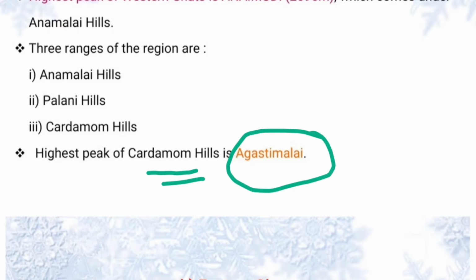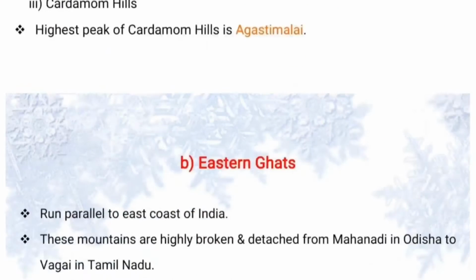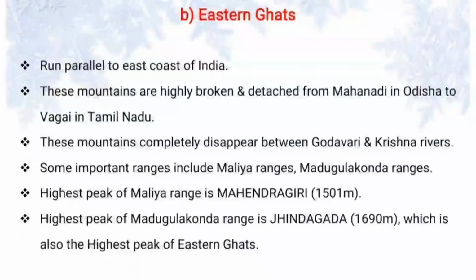Fine. Moving forward, now the Eastern Ghats. We know that the Eastern Ghats run parallel to the east coast of India, and these mountain ranges are highly broken and detached from Mahanadi to Vaigai. Mahanadi is a river flowing in Odisha, and Vaigai in Tamil Nadu. In the area between the Godavari river and the Krishna river, this mountain range disappears completely. Because of the discontinuity exhibited by these mountains, we refer to them as independent units of mountain.